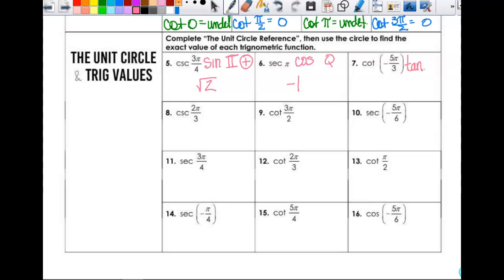-5 pi thirds is in which quadrant? 4. Oh, no, first. This is very confident, but yes, you caught yourself. Good. Those negative angles are tricky. And everything's positive in the first quadrant.